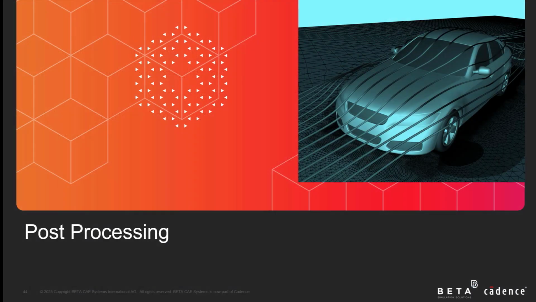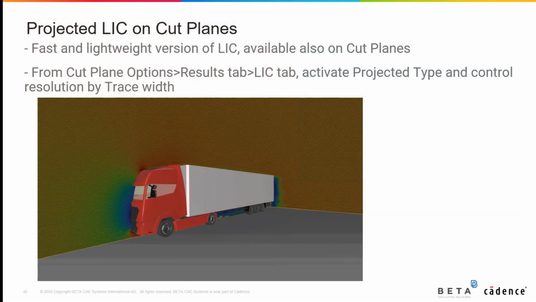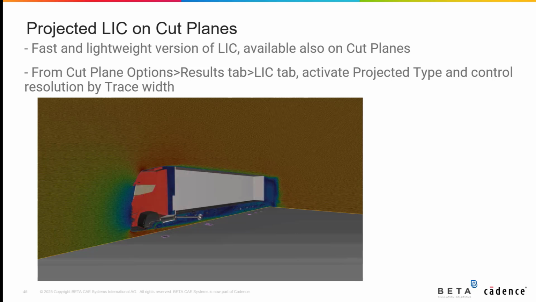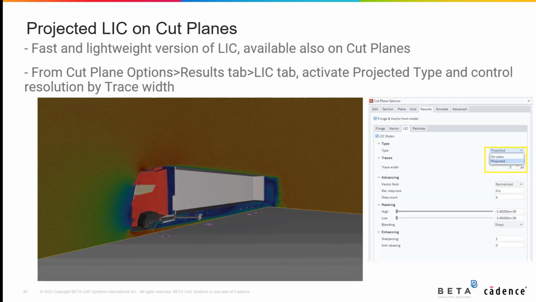For post-processing in Meta, we have improved our line integral convolution display on cut planes. It is now very fast and lightweight. The user can select from cut plane options, Results tab, Leak tab, activating projected type and control the resolution by the trace width.